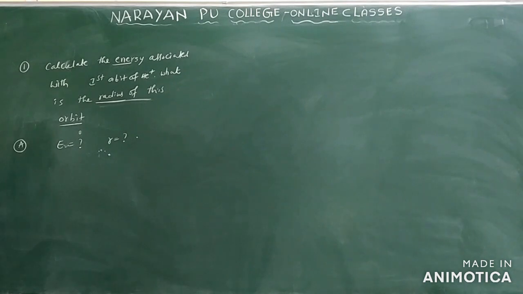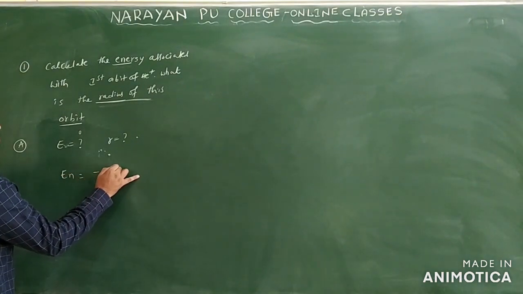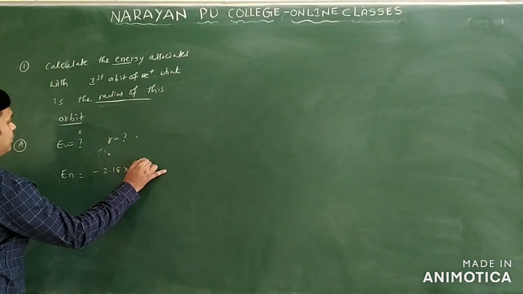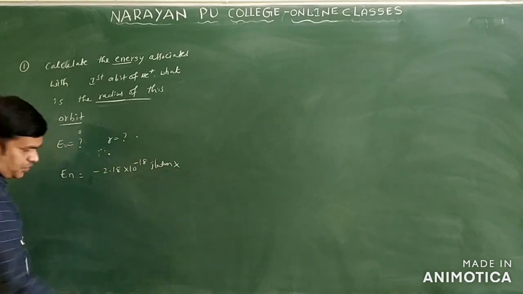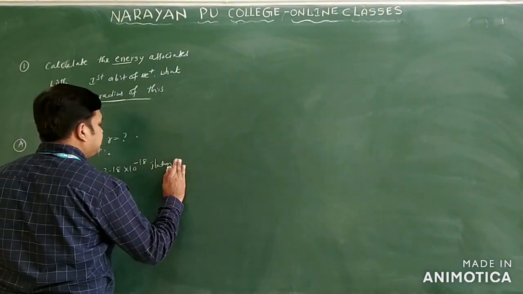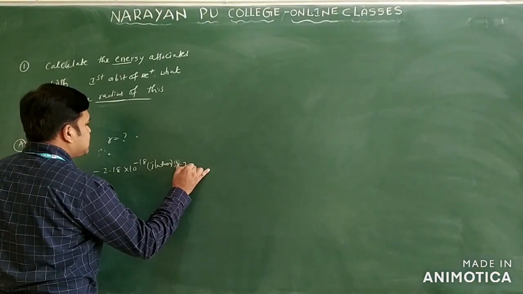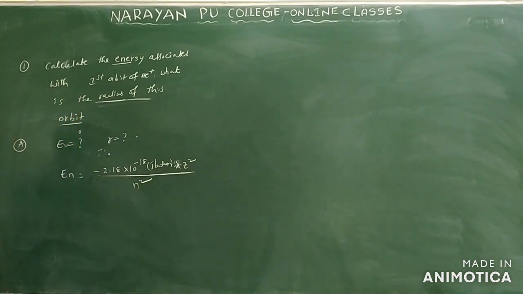So if you take the energy of the hydrogen atom, En is equal to minus 2.18 into 10 power minus 18 joule per atom into Z square by n square only. This is the formula we have.